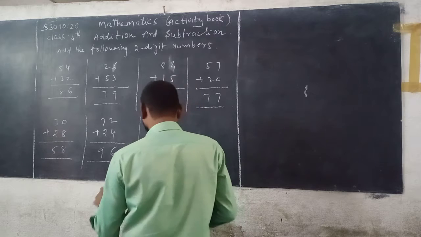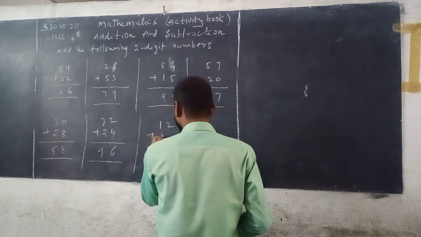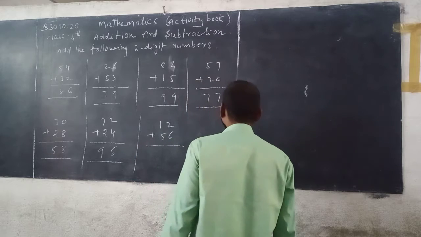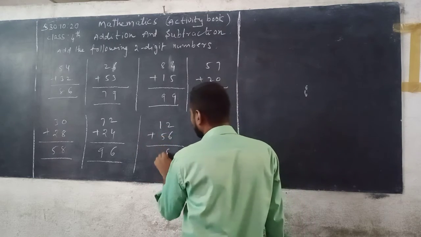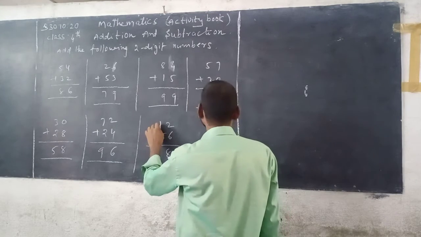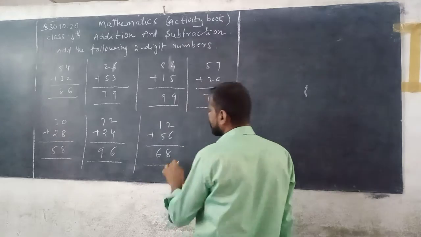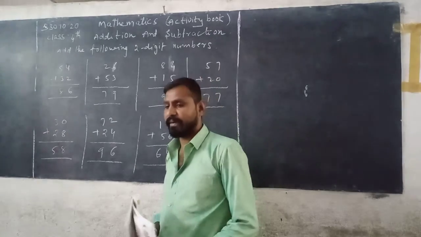Now next, 12 plus 56. First add the digits in ones place, that is 2 plus 6, you get 8. Write 8 down in ones column. Now next add the digits in tens place, that is 1 plus 5, you get 6. Write down in tens column. Okay. Now next, write down, everybody.